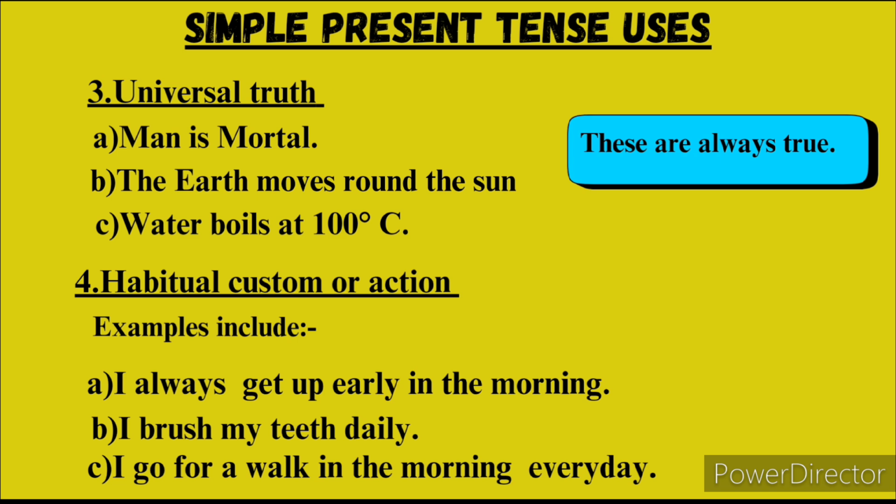Simple present tense is used for universal truth. Man is mortal, the earth moves around the sun, water boils at 100 degrees Celsius. Habitual or customary action. Examples: I always get up early in the morning. I brush my teeth daily. I go for a walk in the morning every day. These are always true, like universal truth.